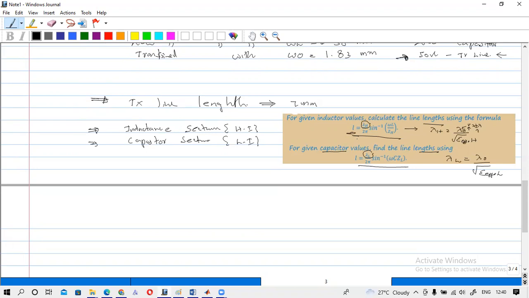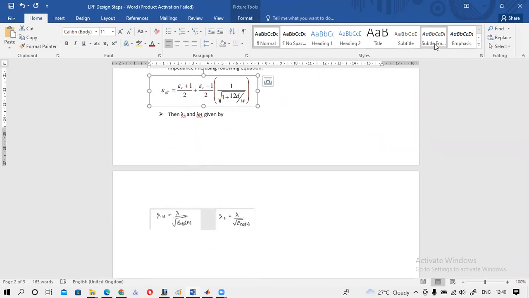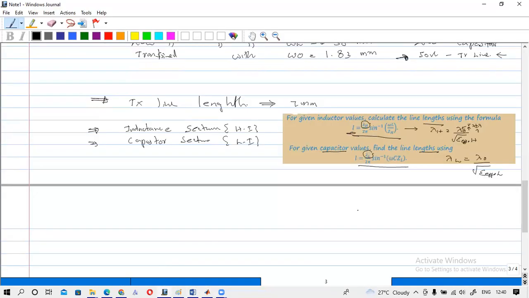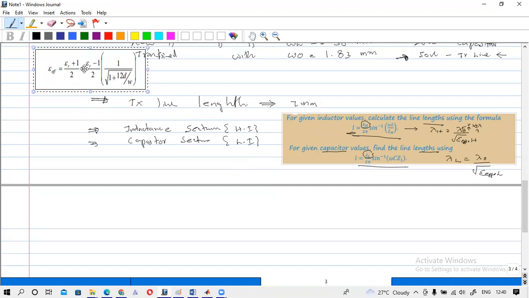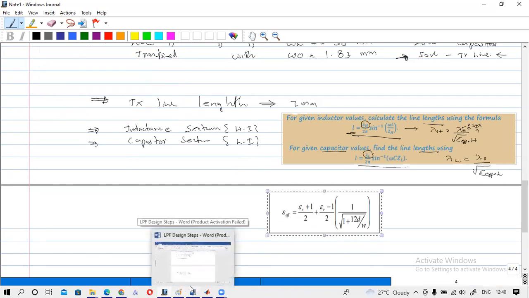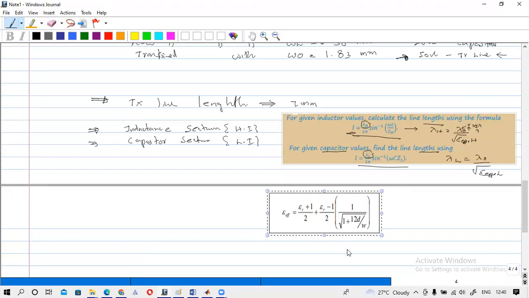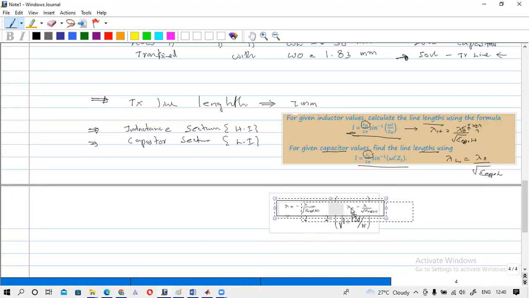I have given the equation to do that also. I am not going to explain this anymore because I have already explained it. So I will tell you the procedure.